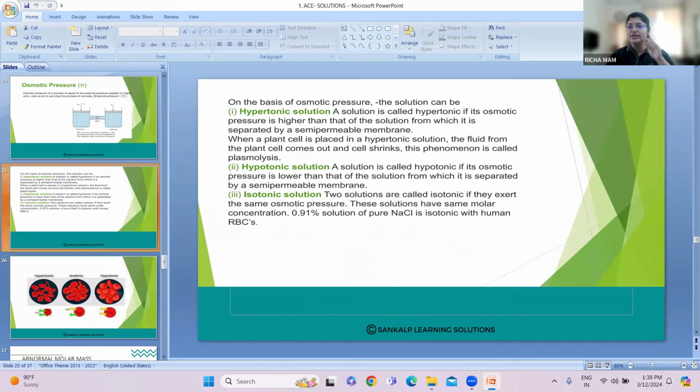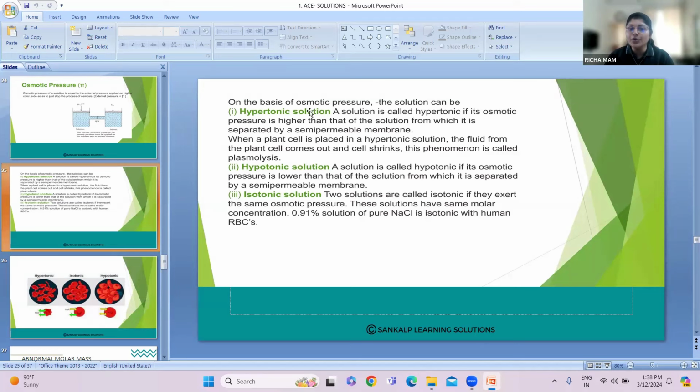The two solutions, that is a human blood cell and pure NaCl, that is your saline solution, are isotonic. Both these solutions have the same osmotic pressure. Iso means same, the same concentration. So both have the same osmotic pressure.